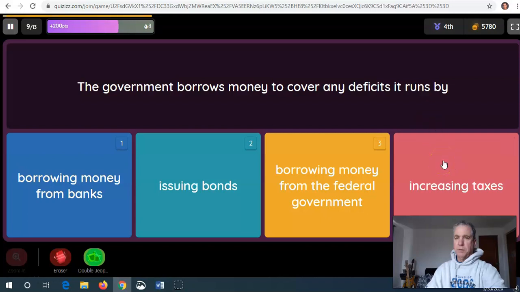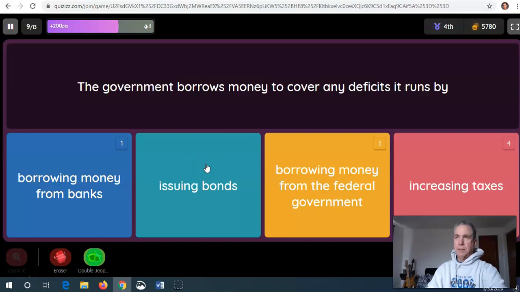Increase taxes, issuing bonds, borrowing money from the banks, borrowing money from the federal government. They are the federal government. Issuing bonds, so they're going to sell bonds. Essentially, it's like an IOU. They promise to, at some point, you're borrowing the money by selling these bonds.